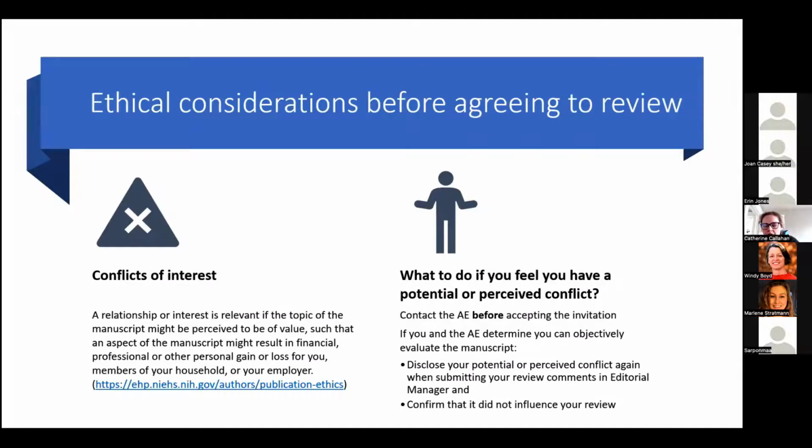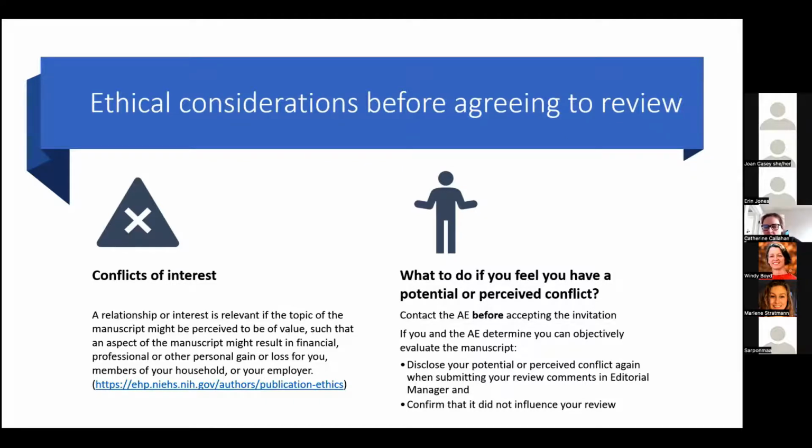There are also ethical considerations before agreeing to review that you should think about, including conflicts of interest. So a conflict of interest is a relationship that is relevant to the topic of the manuscript that might be perceived to be of value that could result in financial or professional or other personal gain or loss for you, members of your household, or your employer. If you feel you have a potential or perceived conflict, you should contact the associate editor before accepting the invitation. And then if it's determined that you can objectively evaluate the manuscript, you should also disclose this perceived conflict again when submitting your review comments and confirm that it did not influence your review.